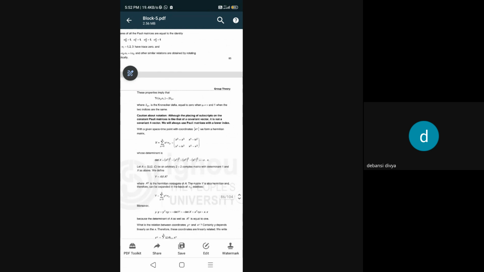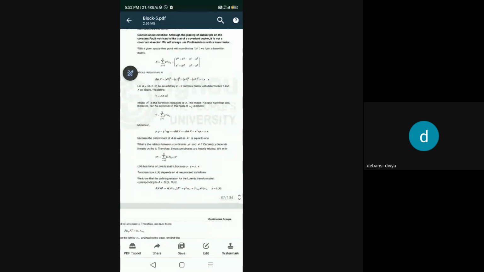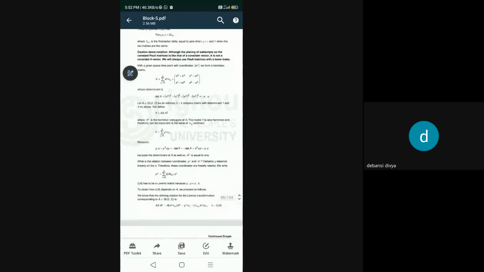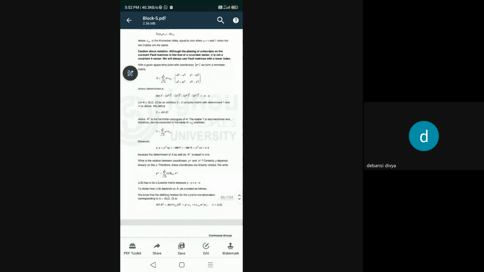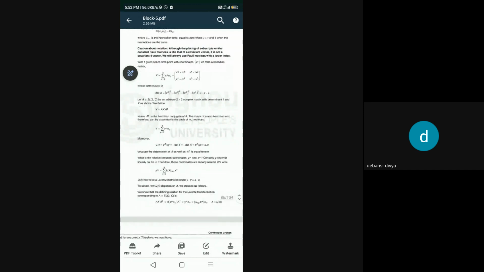Although the placing of the subscripts on the constant Pauli matrix is like that of a covariant vector, it is not a covariant 4-vector. We will always use Pauli matrices with a lower index. I have explained the things as shown on the screen. You can go through it.